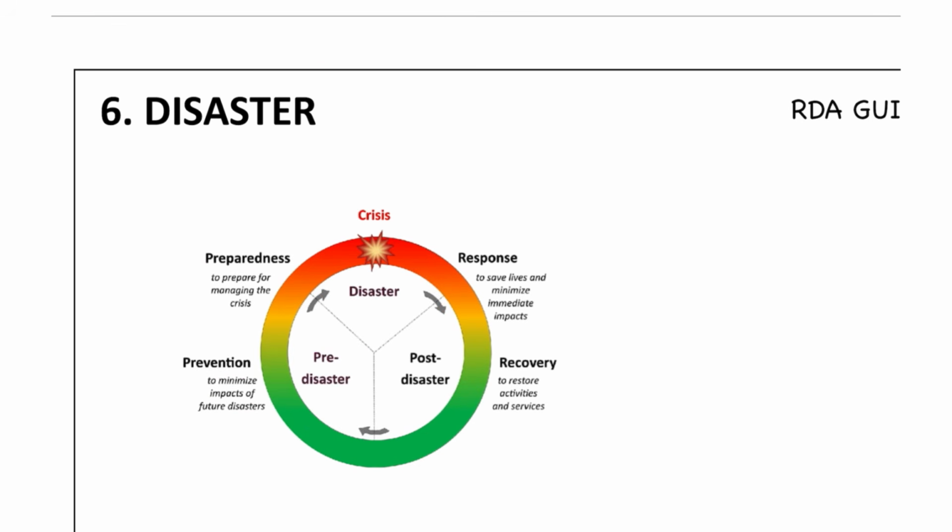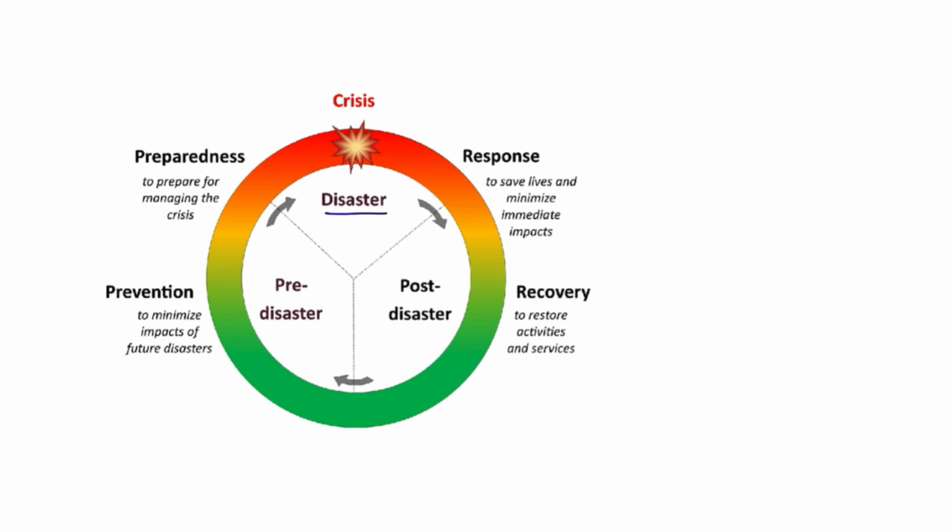Next, moving on to another picture, that is a disaster. So in the disaster cycle, we already discussed that, for example, here the disaster is happening. Immediately after the disaster, there will be a response. We have to save the lives. So response is to save lives and minimize the immediate impact on the patients. After that, the patients will recover. After that, the society will recover. After that, we are recovering the damage caused by the disaster. Okay, that is the recovery phase.